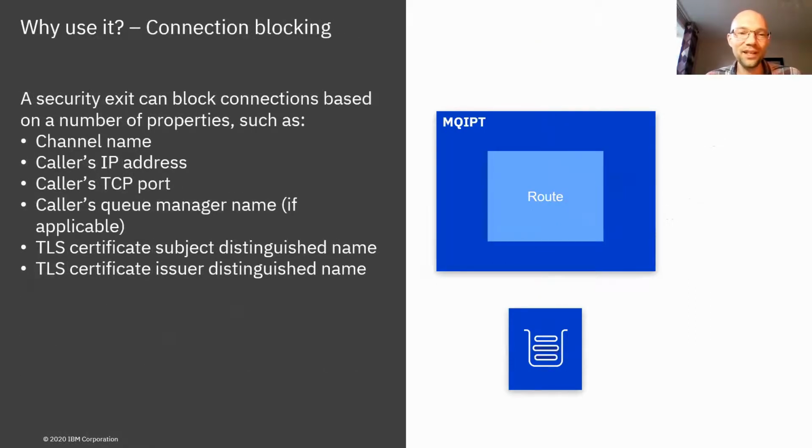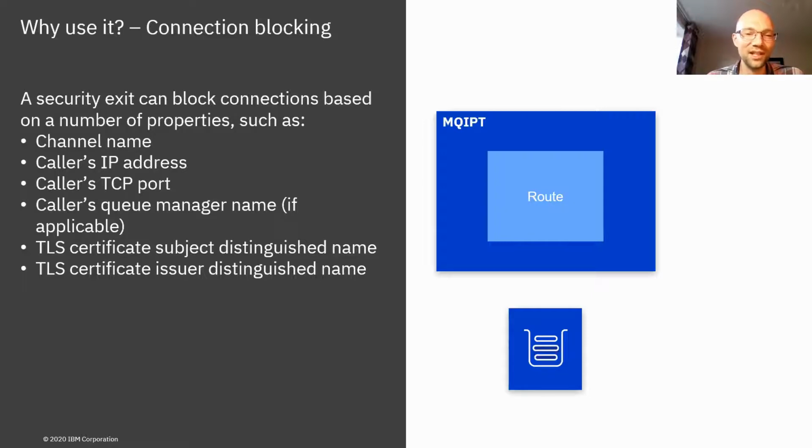And in a similar way, we don't look only at TLS. If we look at other properties of a connection, then MQIPT can be used to block or allow connections based on various other properties of the connection as well, such as the channel name. So we've got an example here of a client trying to come in and connect to a route using the SYSTEM.DEF.SVRCONN channel. That's not allowed. So it's not allowed to connect onto the queue manager.